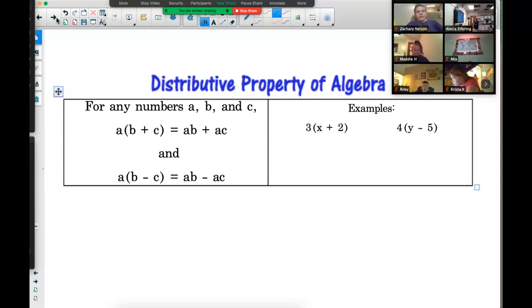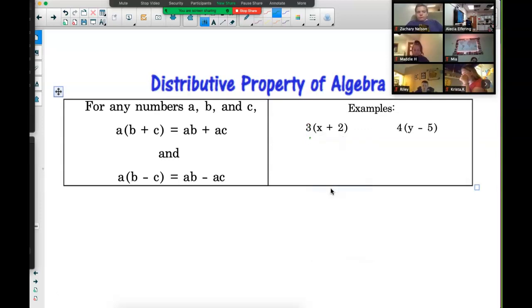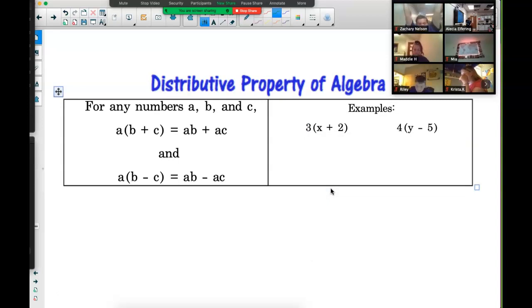Okay, so I want you to write this example in your notes. 3 parentheses x plus 2. And the 3 is the candy. Okay? So we have to take the 3 and we have to share it with the x. What do you get when you multiply a 3 and an x?